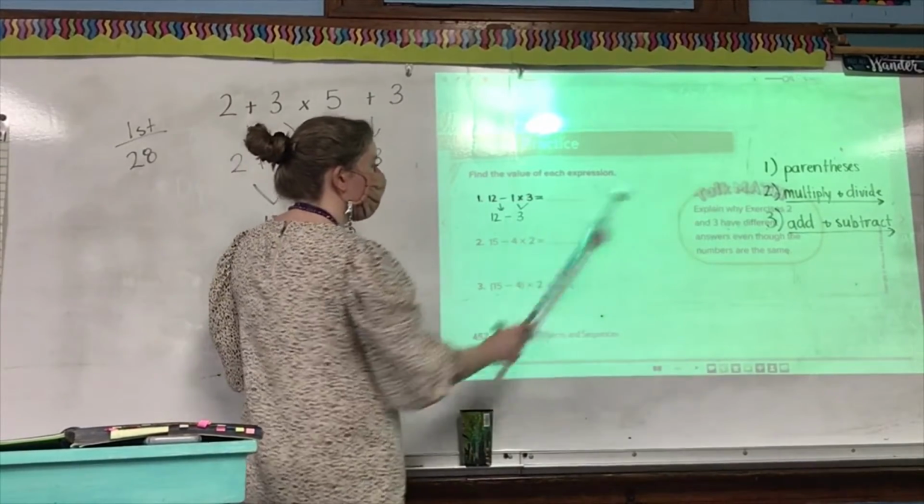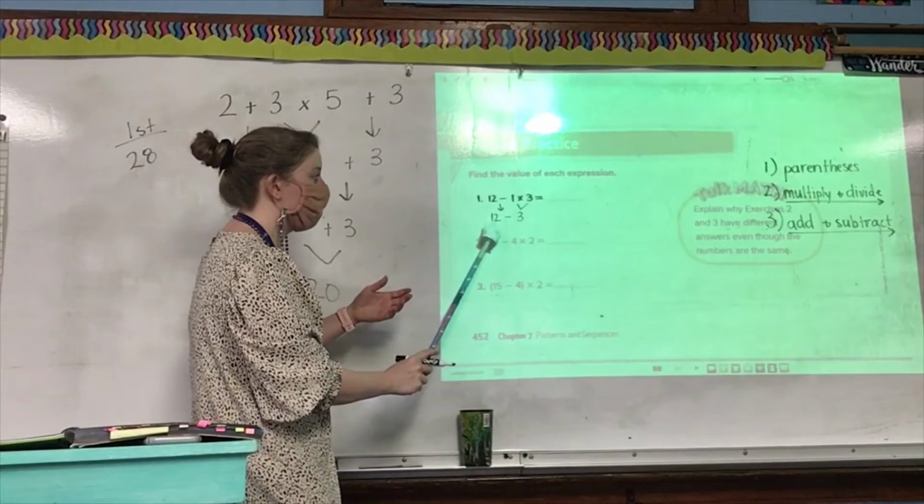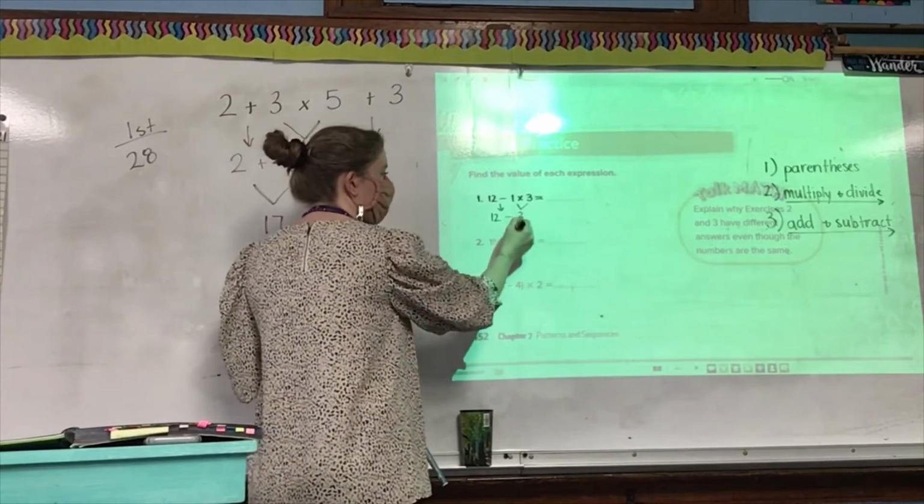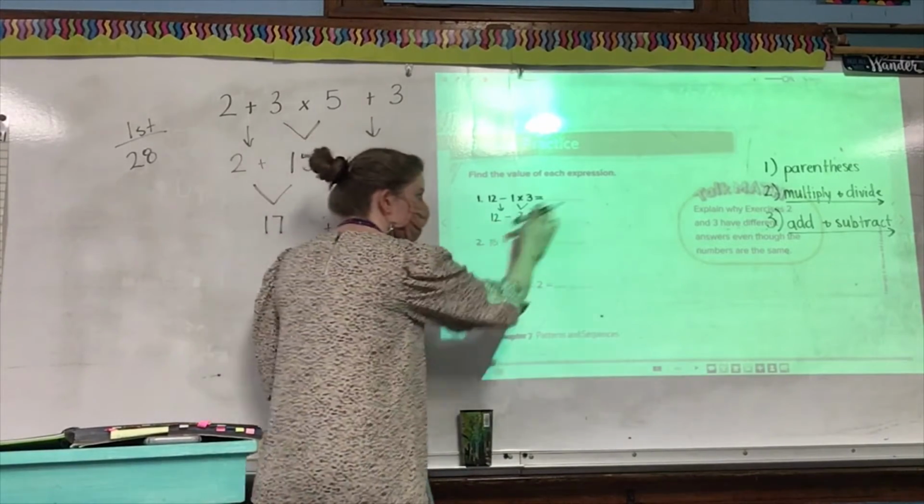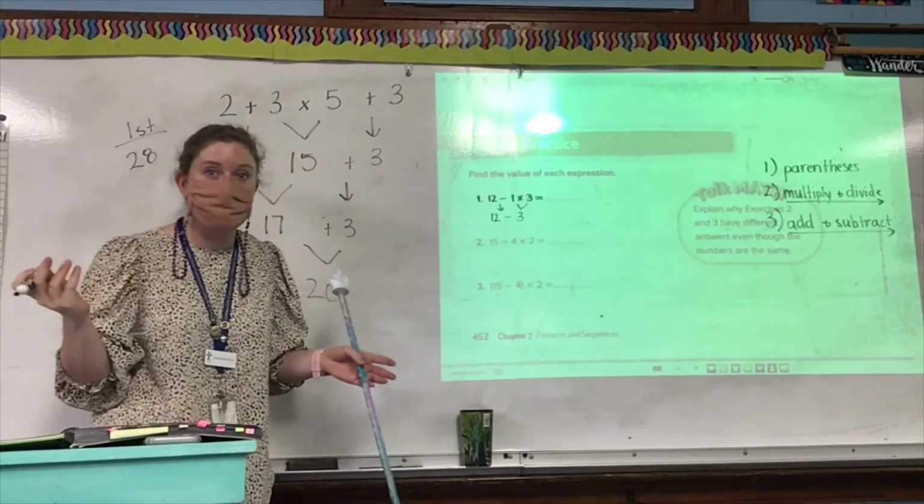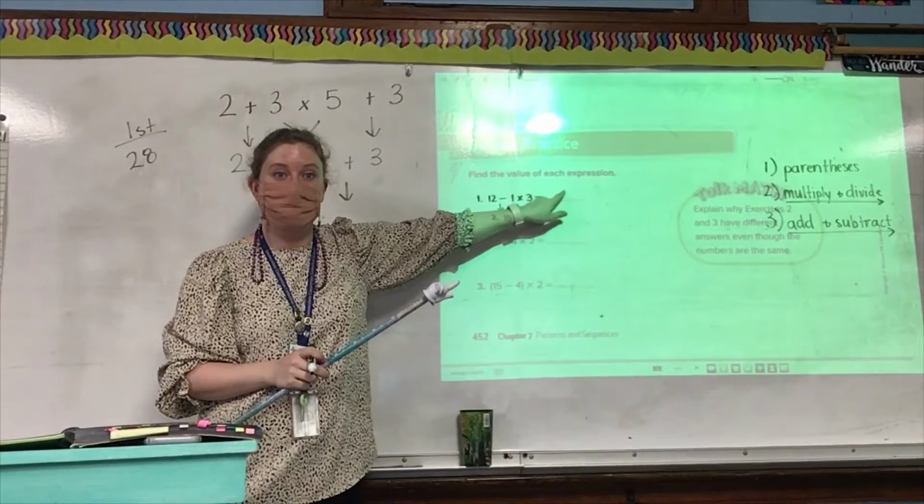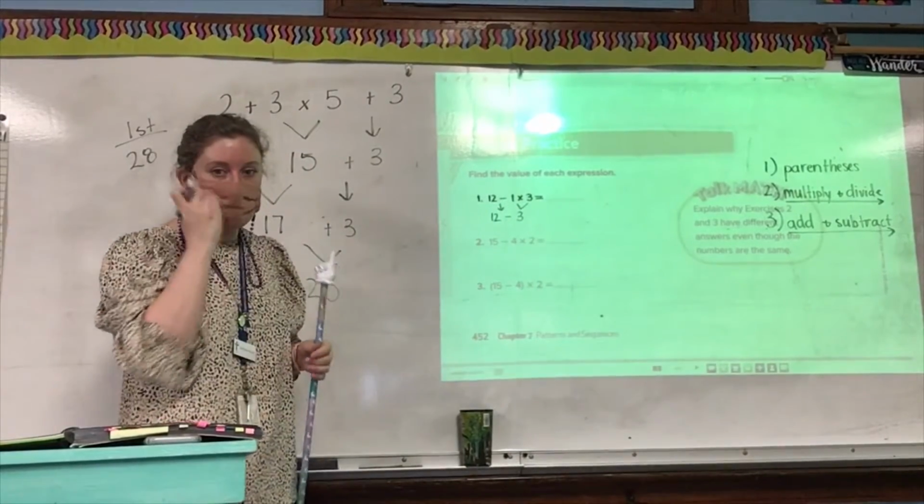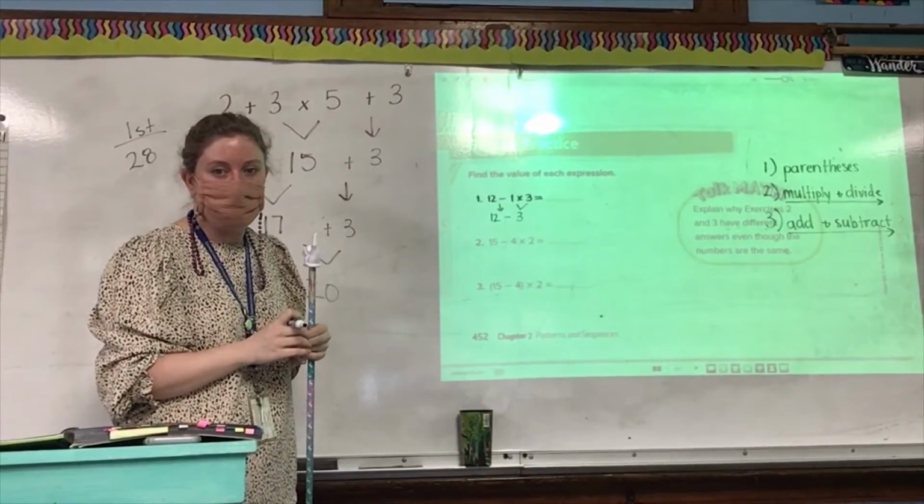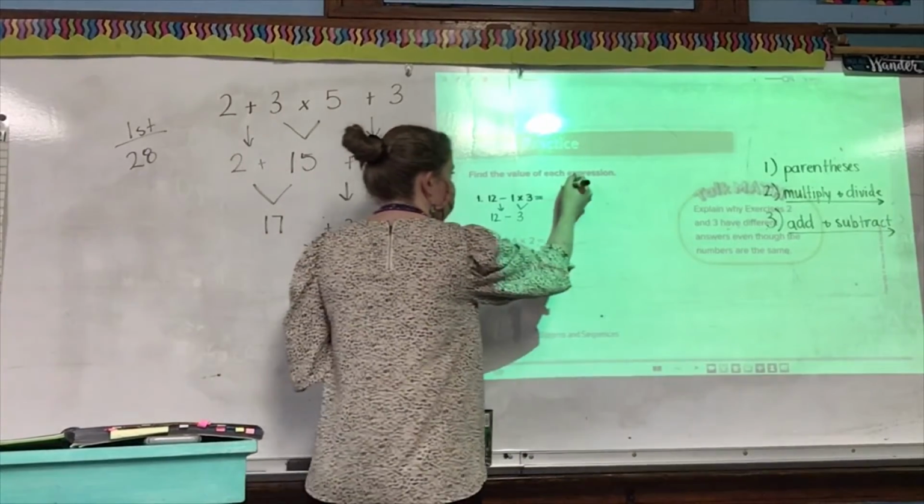Add and subtract from left to right. So now I just solved 12 minus 3. I don't have to put a caret because I can just solve that right here. That's my last operation. Once you get to your last operation, you can just put the answer on the line. So Mason, 12 minus 3 is? 9.